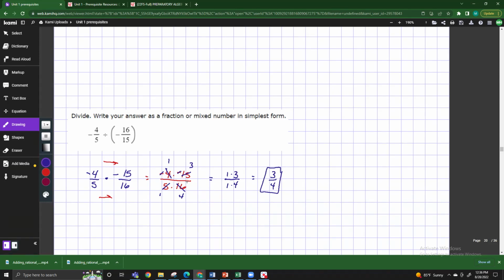Okay, so just be careful. I like to reduce before I actually multiply the numbers. It just makes me have smaller numbers to deal with.